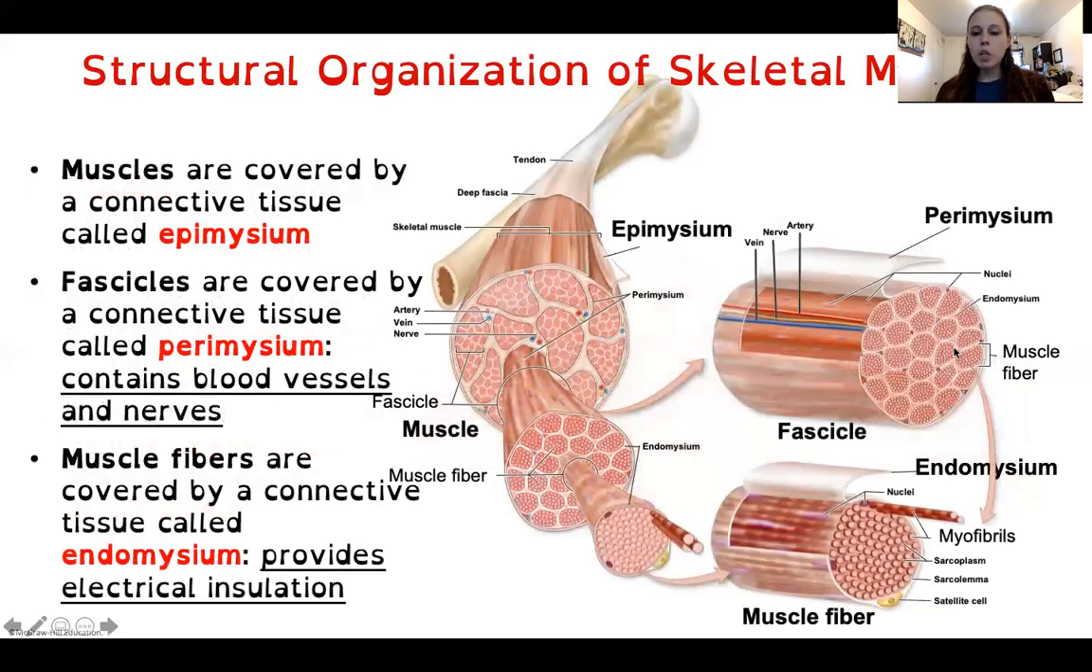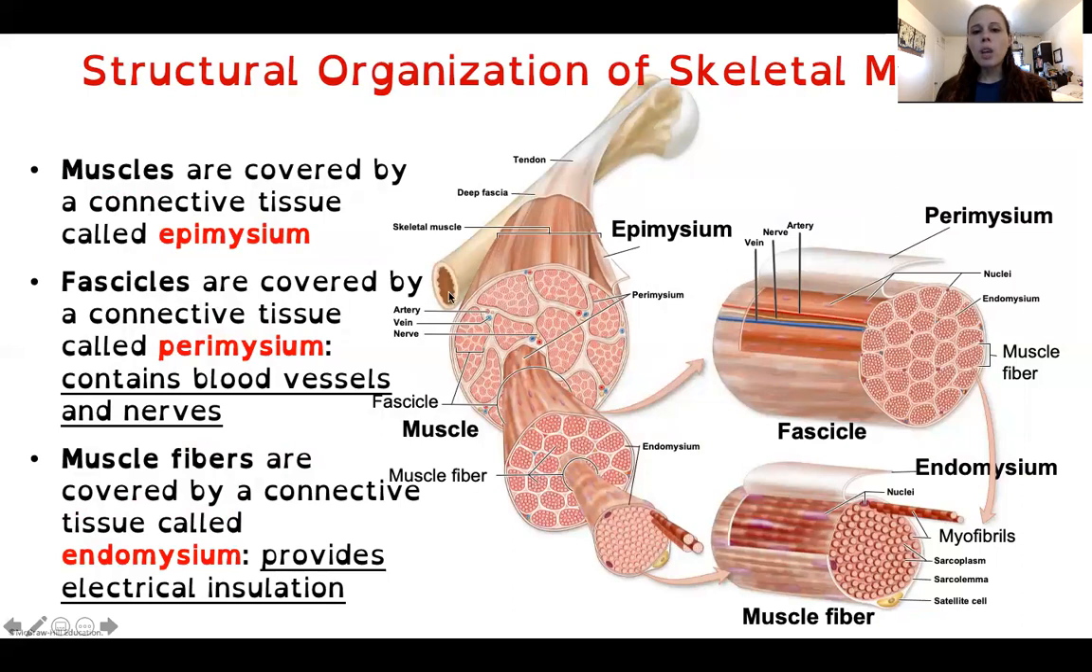Okay, this is another picture showing you the same structure. We have a muscle, we have a fascicle. Within the fascicle, we have a muscle fiber. Within a muscle fiber, we have those myofibrils. Now, what we're looking at is what is dividing all these structures. So we have connective tissue that surrounds all of these structures.